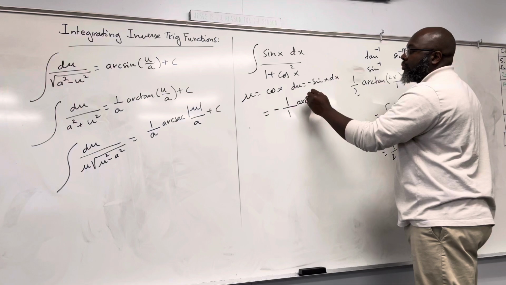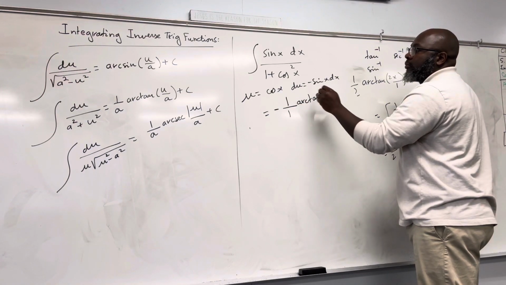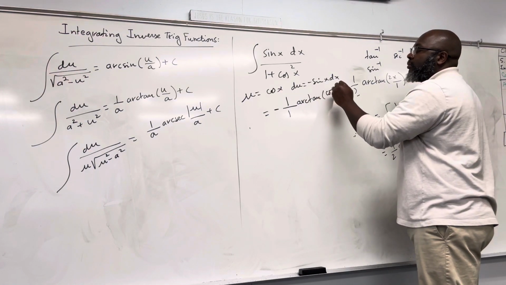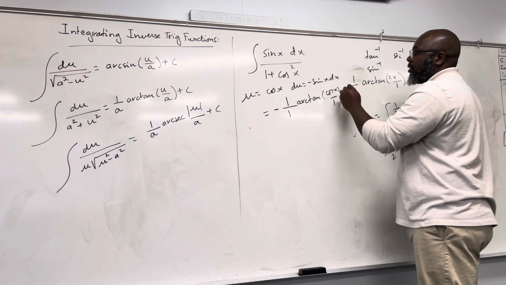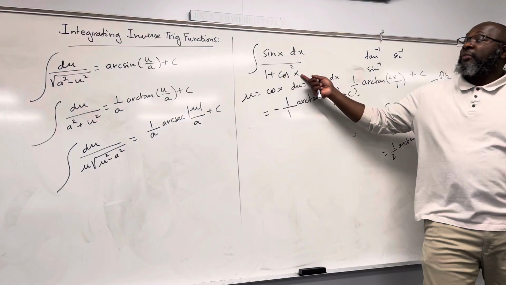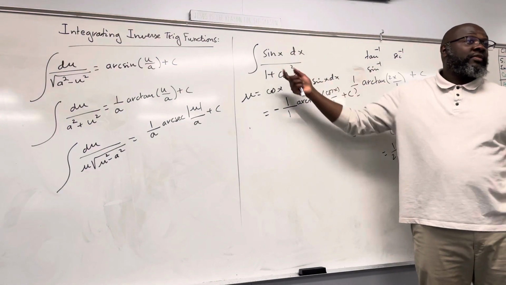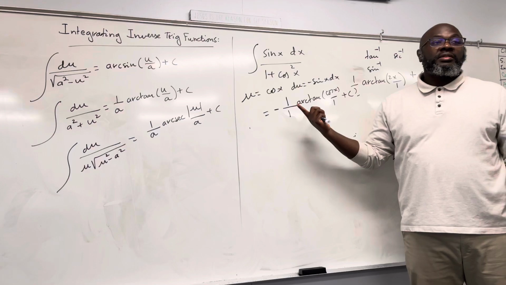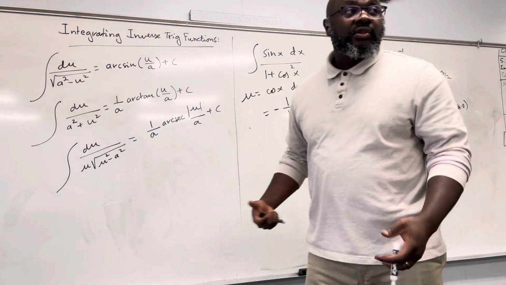Negative arc tangent of cosine x over 1 plus c. Right? That's it. Once you recognize it, you realize that the derivative of that is negative sine x, so because it's negative, you have to make sure you put a negative. Okay, and that's it. So that's how this is going to work.